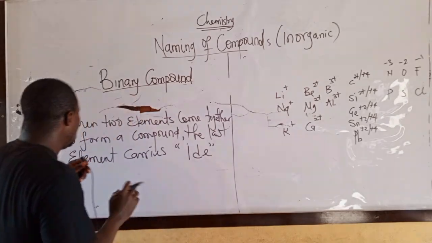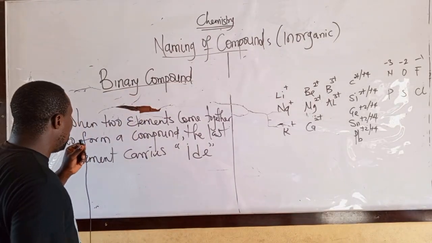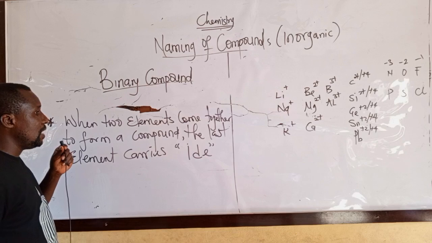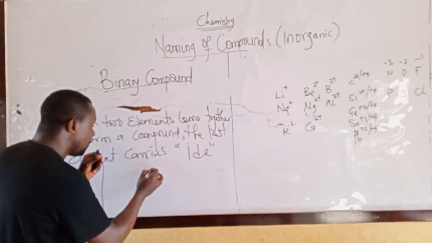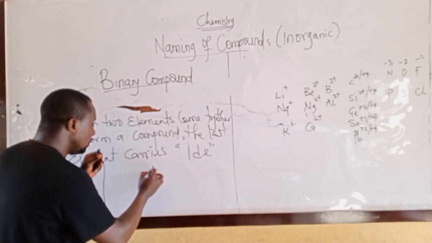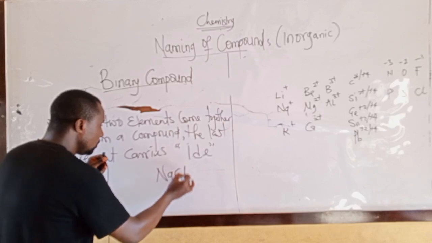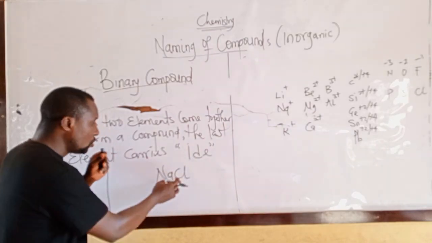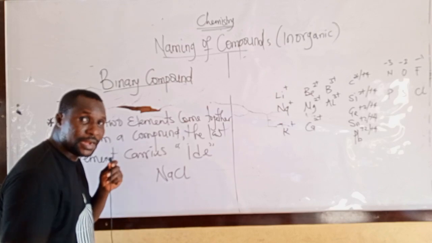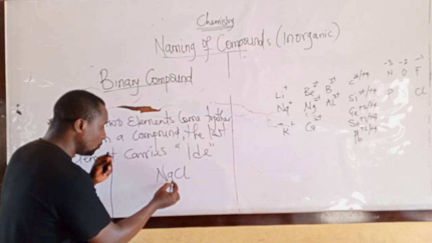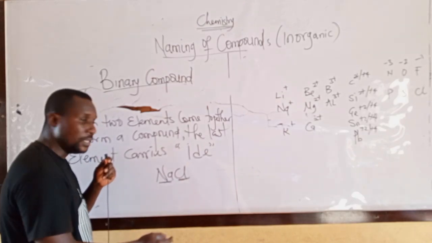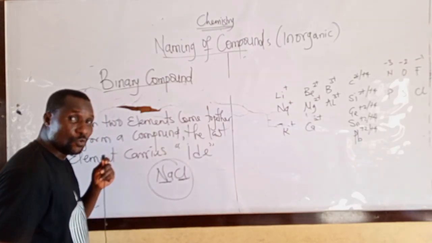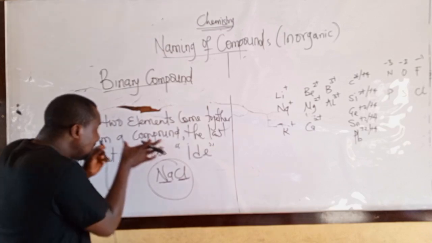Then let's move on. I said when two elements combine to form a compound, the last element carries what? IDE. Look at this compound. In this compound, how many elements do we have? Two. This is a binary compound. That means we have sodium and what? Chlorine. This is sodium chloride. This is an example of an ionic compound. Therefore, take this rule.